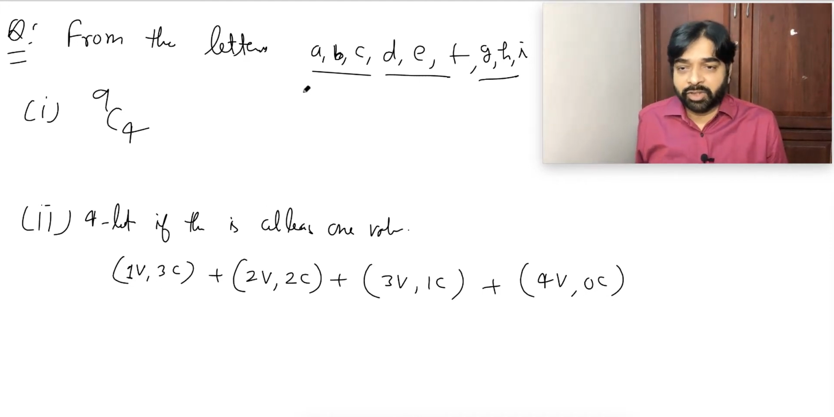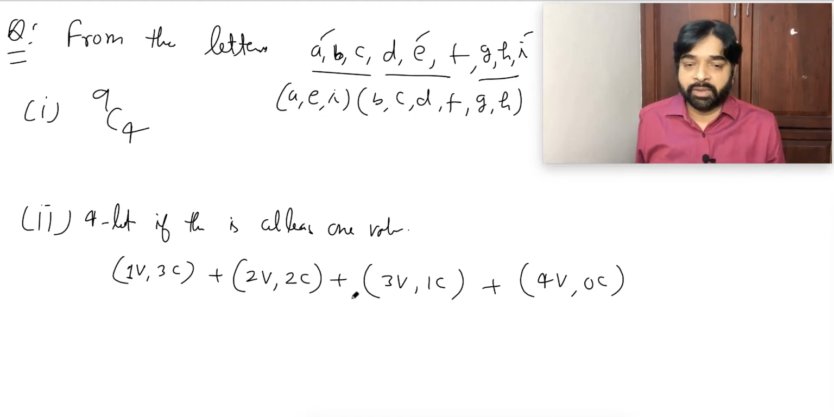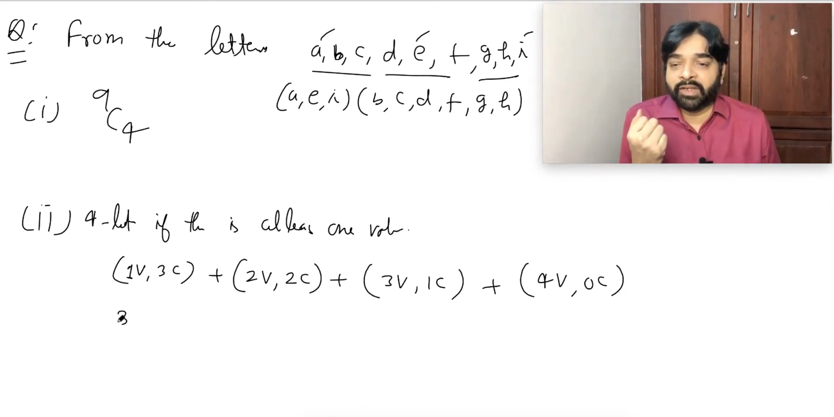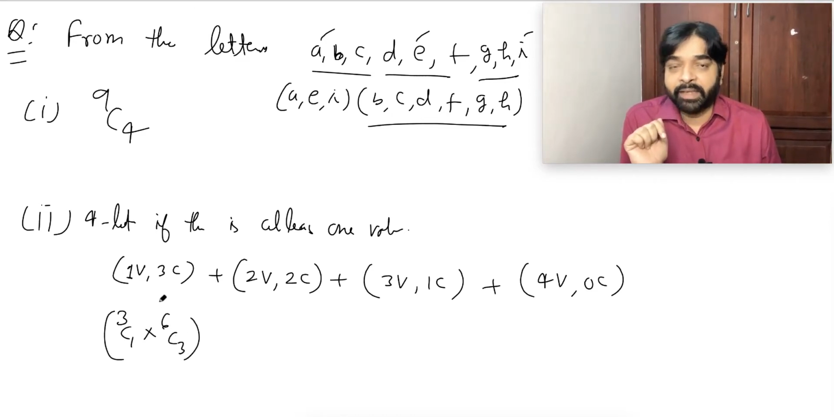Let's fill it. First vowels and consonants, let's separate them so that it's easy. A, E, I, that's all. And the rest: B, C, D, F, G, H. How many is that? 3, 3, 4. Correct. 1 vowel and 3 consonants. So 1 vowel I will select. In how many ways can I select 1 vowel? 3C1. And 3 consonants will come from here, 6C3.